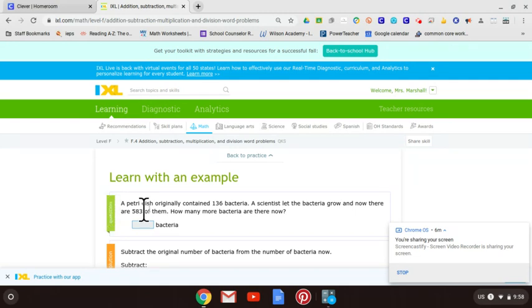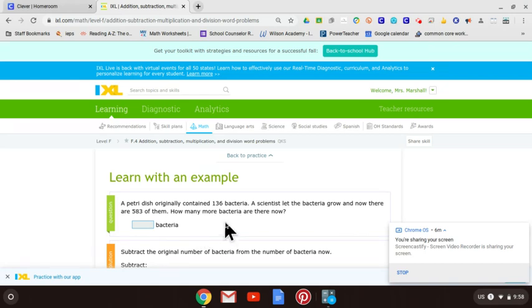A petri dish originally contained 136 bacteria. A scientist let the bacteria grow, and now there are 583 of them. How many more bacteria are there now? Okay, good. I wanted to make sure I was still recording. So what we're going to do, right?